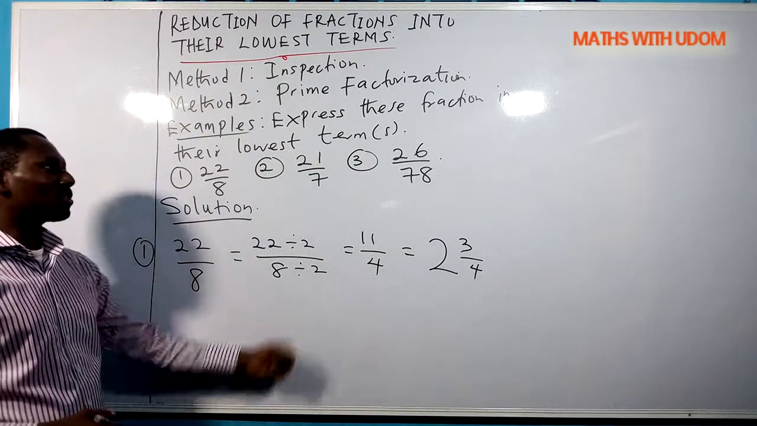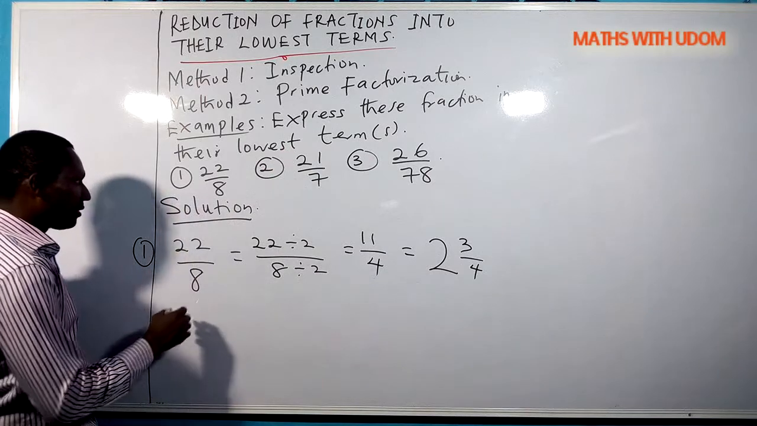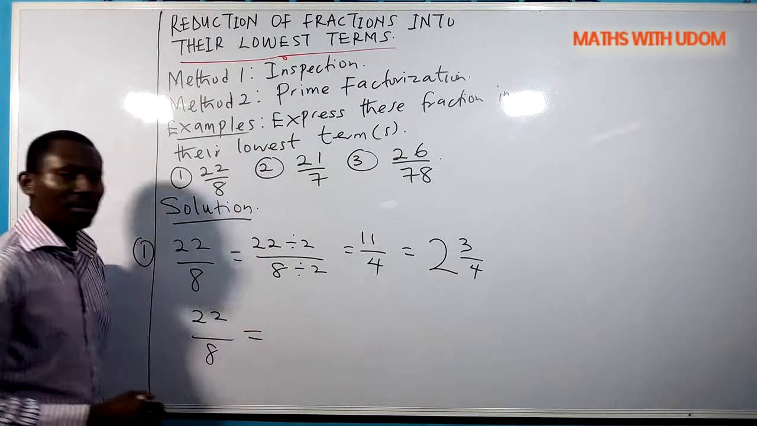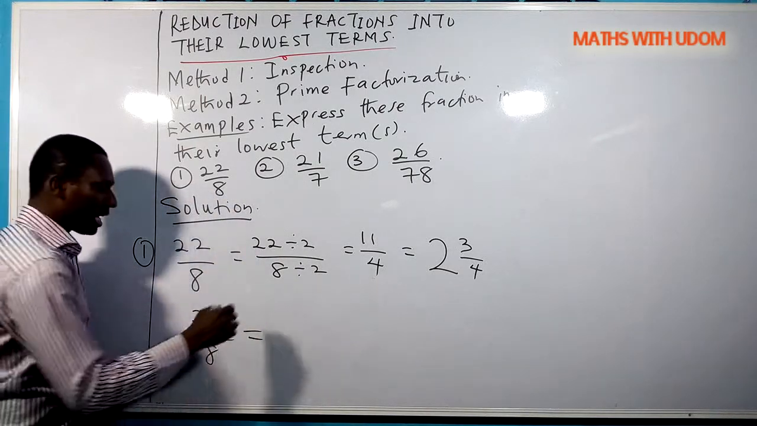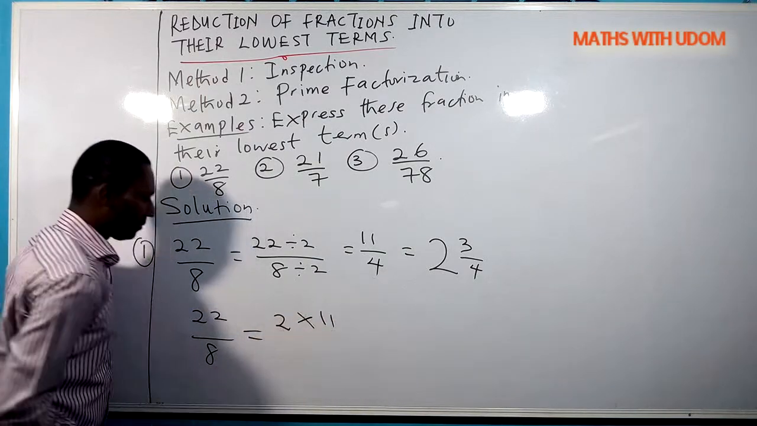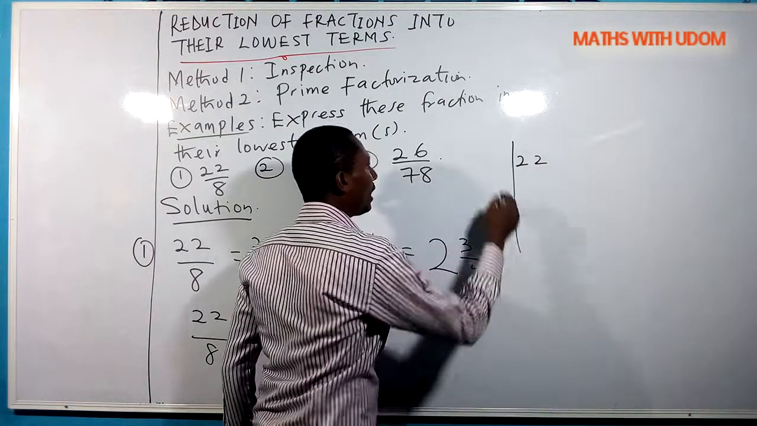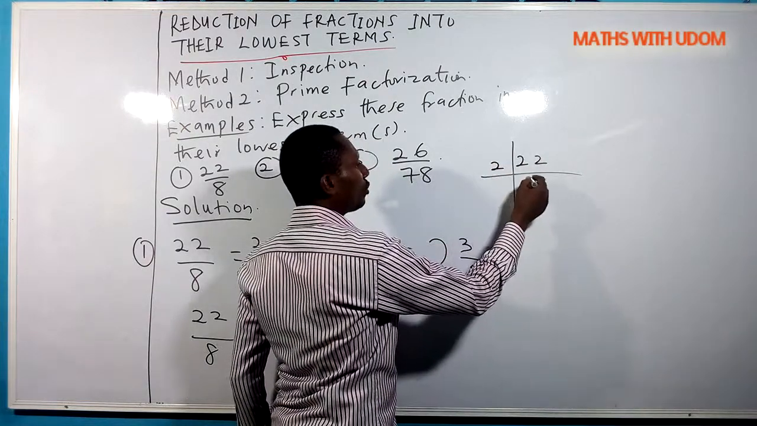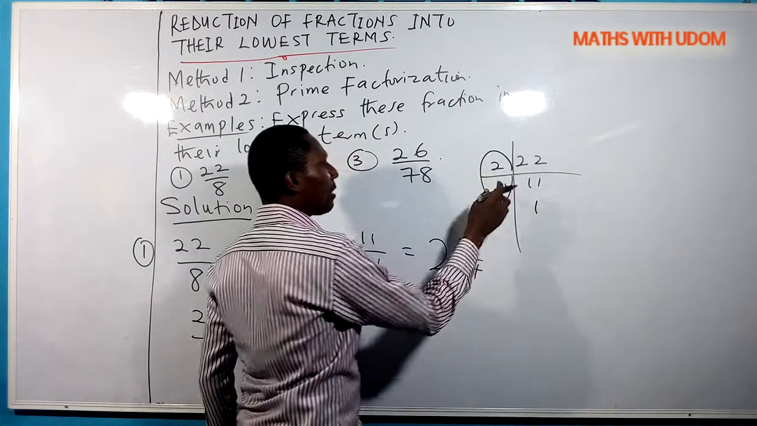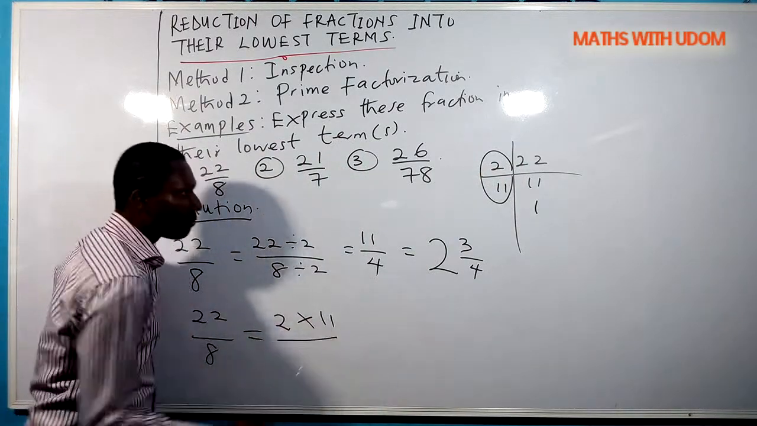Now, if I want to use the second method, which is the prime factorization method, I'm going to have 22 over 8. What are the prime factors of 22? I'll have 2 multiplied by 11. How do I get that? We have 22. What can go? 2. 2 in 22, 11. What can go? 11. 11 in 11, 1. So 2 multiplied by 11 are the prime factors of 22.